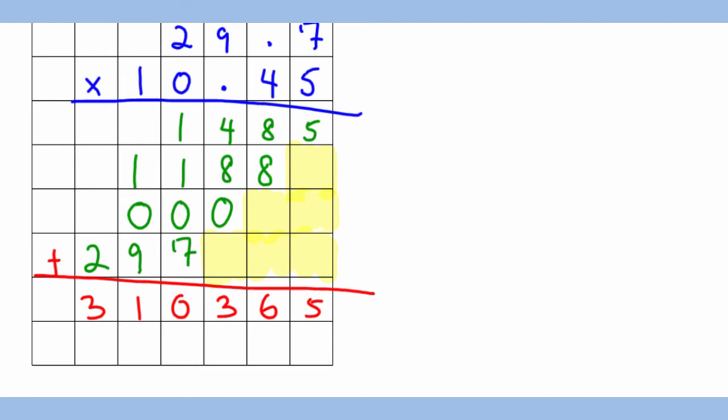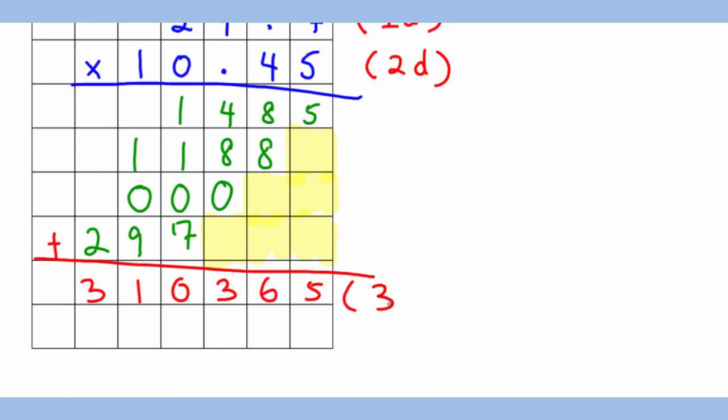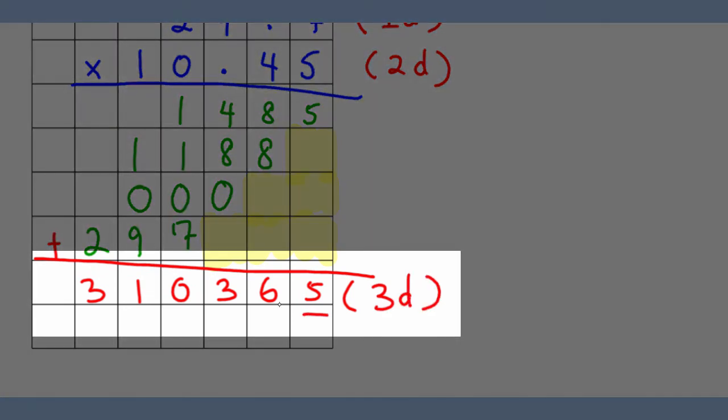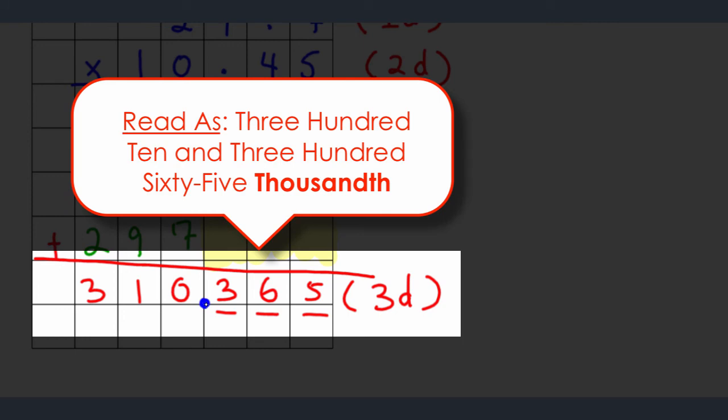And now let's go back and find out where we put the decimal point. Notice how on the first number, you only get 1 decimal place. On the second number, there are 2 decimal places. You will have to add the decimal places together and get 3. And your answer will be right here, which is 310 and 365 thousandths.